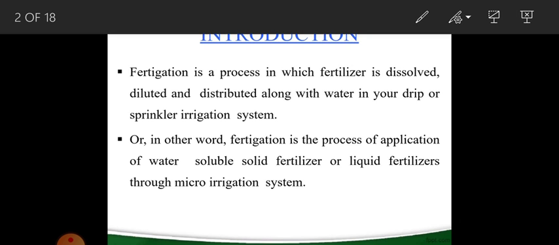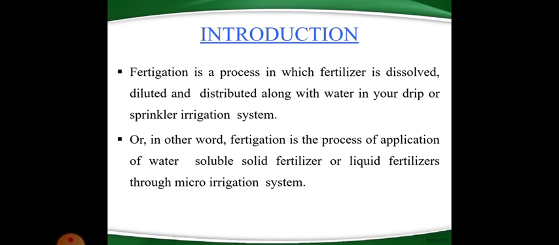So let's start. Fertigation is a process in which fertilizer is dissolved, diluted and distributed along with water in your drip or sprinkler irrigation system. Or in other words, fertigation is the process of application of water-soluble solid fertilizer or liquid fertilizers through micro irrigation system.